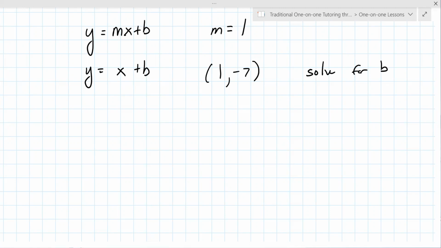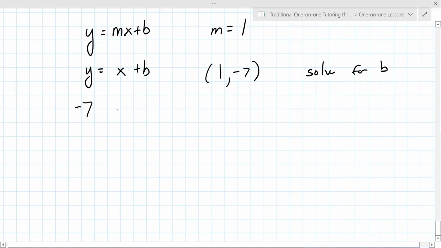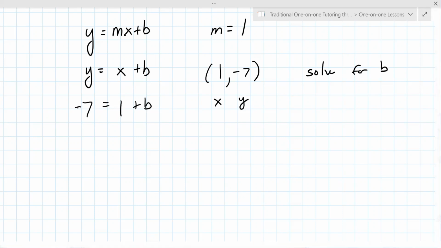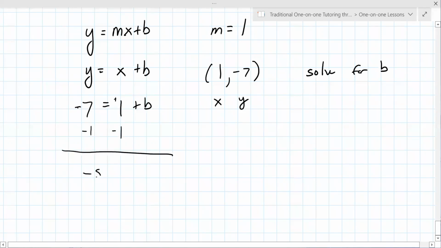What is the numerical value of b? Okay, so y is minus 7. You put y as 1. I'm not sure why you did that. And then x is 1. So instead of adding 7 to both sides, what do you subtract from both sides? Subtract 1 from both sides. So negative 7 minus 1 equals b. Negative 8.